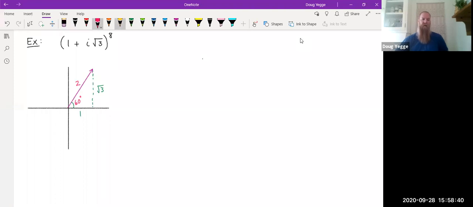So from that diagram, we could then see that what we're really trying to do is find what is 2 cis of 60 degrees raised to the power of 8. So we've now just converted this rectangular form into trigonometric form. And because it's in trigonometric form, we're now able to just use DeMoivre's theorem to find the answer. We raise 2 to the power of 8, and then we simply say cis of 8 times 60 degrees.